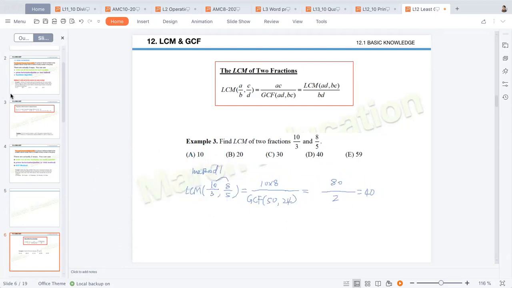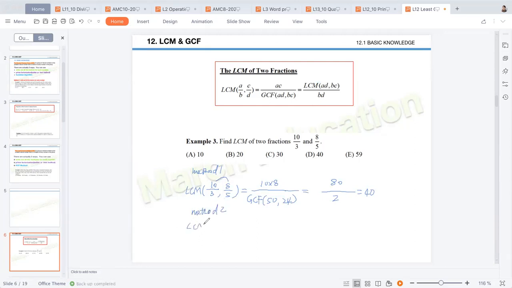Okay, so method 2 is to use the least common multiple of this, but I don't suggest the second one because the least common multiple is difficult. It's difficult to find the greatest common factor. So I suggest you use the middle one, not the right one. But I just introduce this method. Method 2.